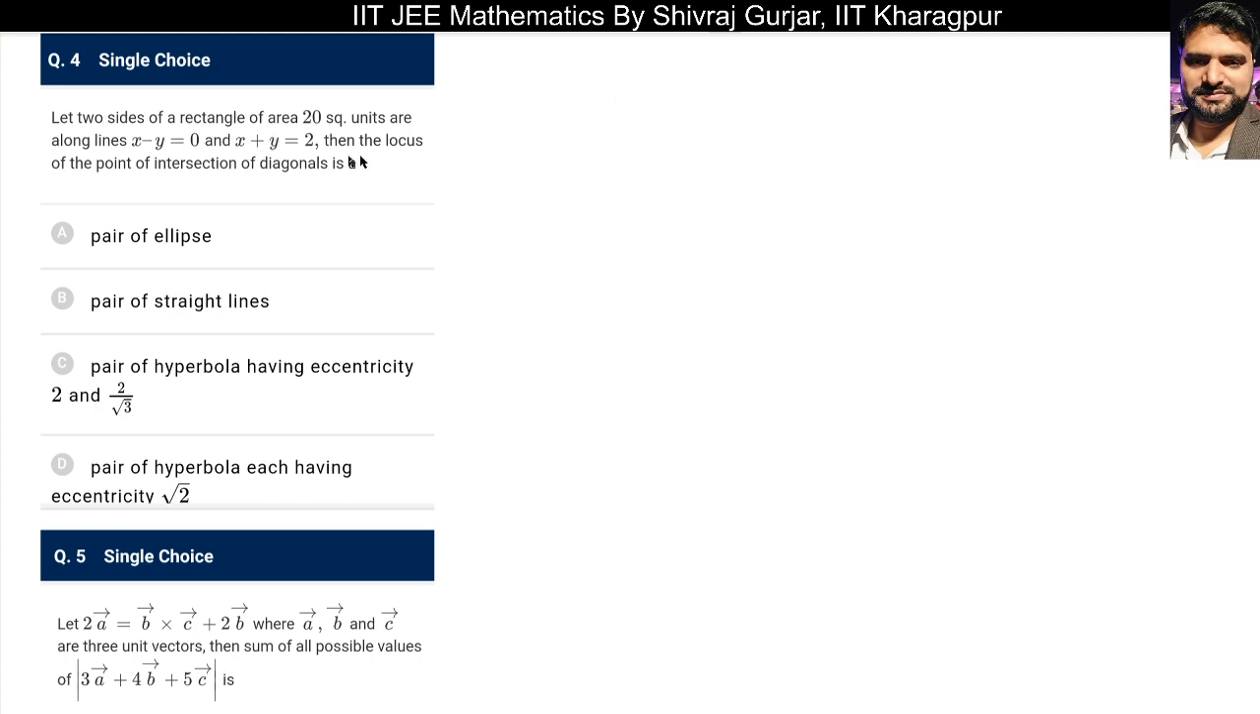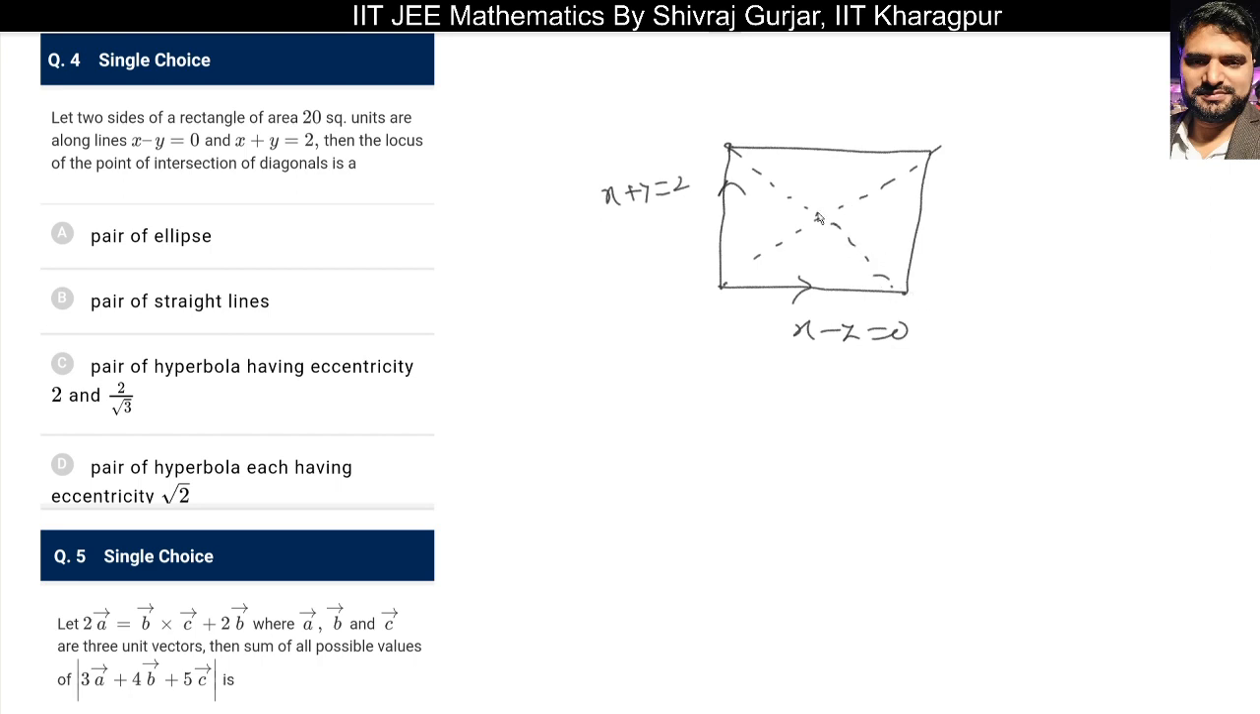Let two sides of a rectangle of area 20 square units lie along these lines, then the locus of the point of intersection of its diagonals is? Okay, let us say this is our rectangle. So one side is this and the other side is this. Then we are asked what will be the locus of the intersection of its diagonals.